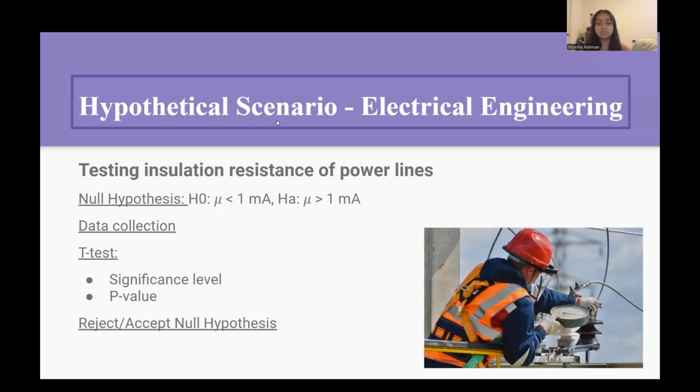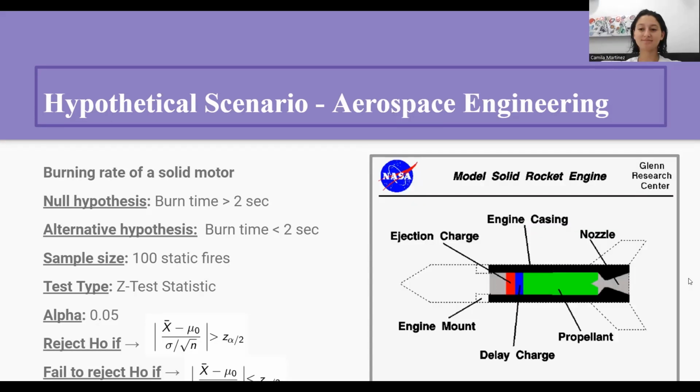The t-test would be used to compare mean values obtained from the measurements and also give us the p-value, which represents the probability of getting the mean insulation resistance under the null hypothesis. After analyzing the results, if the p-value is less than 0.05, we reject the null hypothesis, meaning the power lines are defective. And if the p-value is more than 0.05, then we fail to reject the null hypothesis, meaning the power lines are up to standard and they are safe.